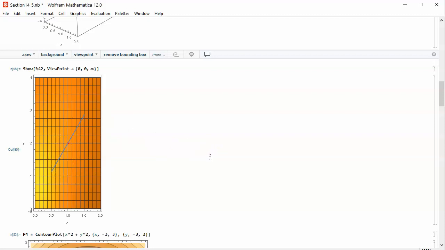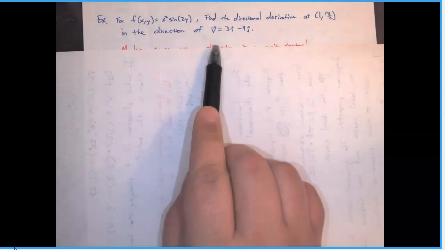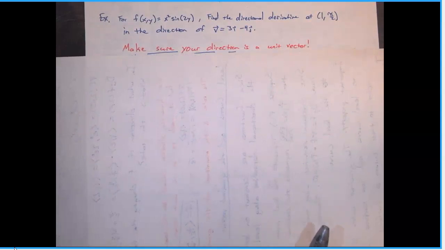So now that's the end of that example. Let's switch back to notes. Let's do another example of calculating directional derivatives. So in this example, our function, still a function of two variables, is going to be x squared sine of 2y. And we want to find the directional derivative at the point (1, pi/2), in the direction of 3i minus 4j.